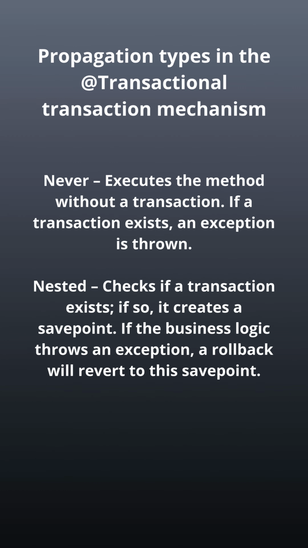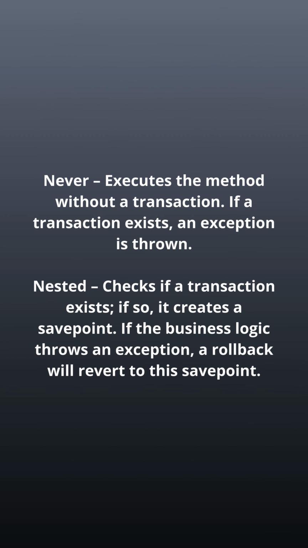Never. Executes the method without a transaction. If a transaction exists, an exception is thrown. Nested. Checks if a transaction exists. If so, it creates a save point. If the business logic throws an exception, a rollback will revert to this save point.